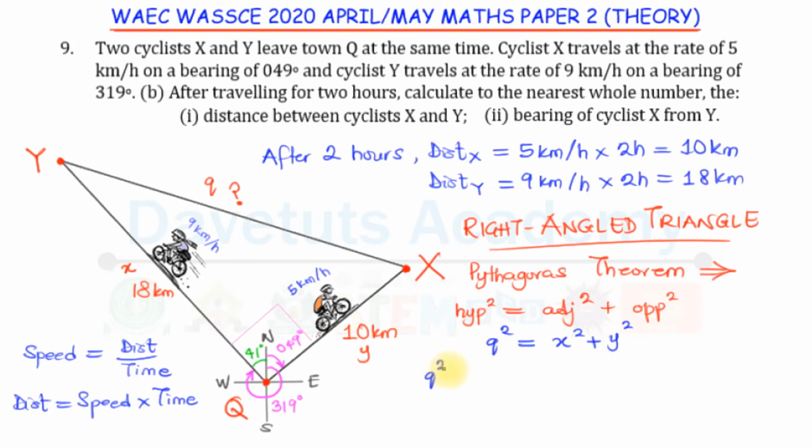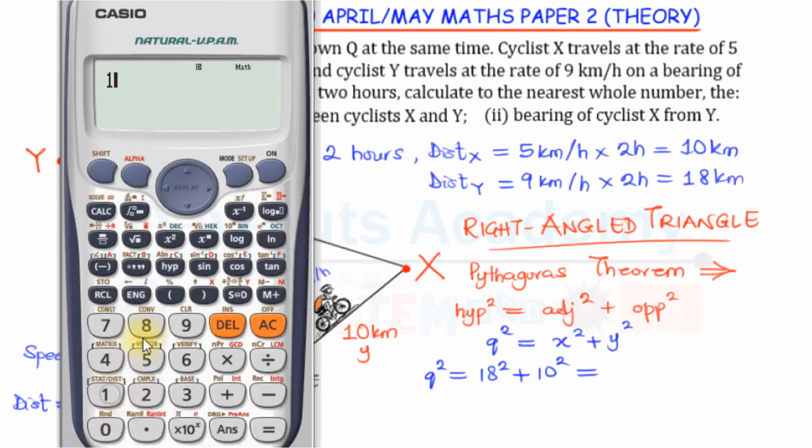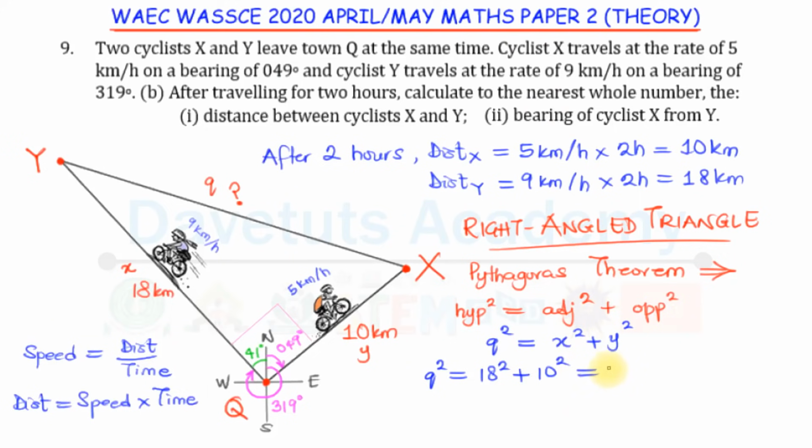So we can say the square of q is equal to x square, which will be 18 raised to power 2, plus y square, which will be 10 raised to power 2. If we bring in our calculator, 18 raised to power 2 is 324, plus 10 raised to power 2 is 100. So 324 plus 100 is 424, such that q raised to power 2 is 424. So q itself will be the square root of 424.